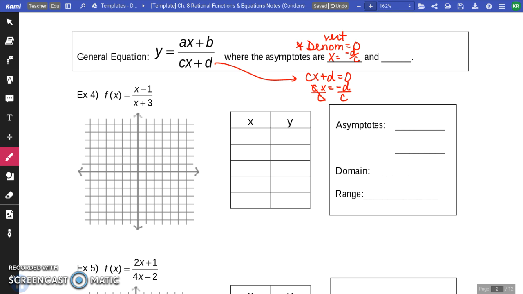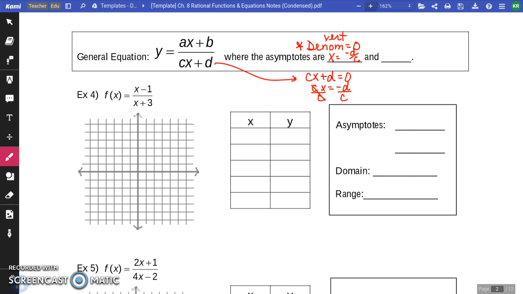All right, so don't try to memorize x equals negative d over c, because in a couple of days I'm going to be giving you other rational functions and their denominators are going to look different than cx plus d. So what we want to get cemented in our brain is the pattern for vertical asymptotes of rational functions: denominator equal to 0, solve.